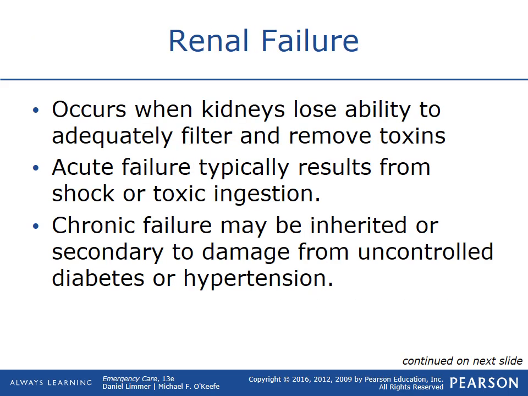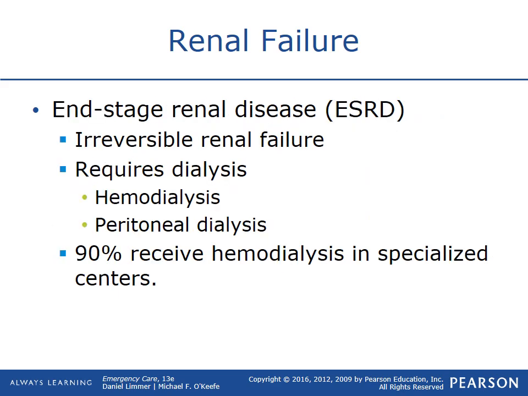Renal failure. This occurs when kidneys lose the ability to adequately filter and remove toxins. Acute renal failure typically results from shock or a toxic ingestion. A chronic renal failure may be inherited or secondary to damage from uncontrolled diabetes or hypertension. An end-stage renal disease is an irreversible renal failure. The kidneys just can't come back. People that have this usually are on dialysis.